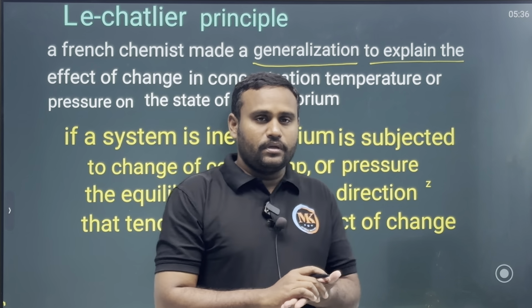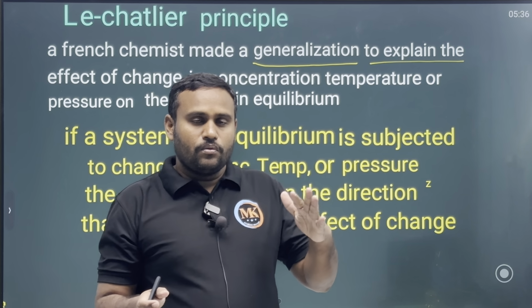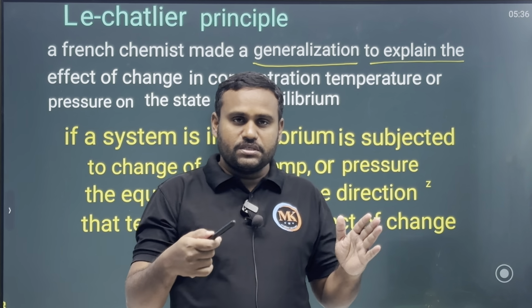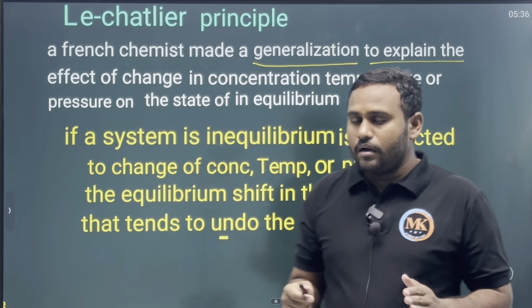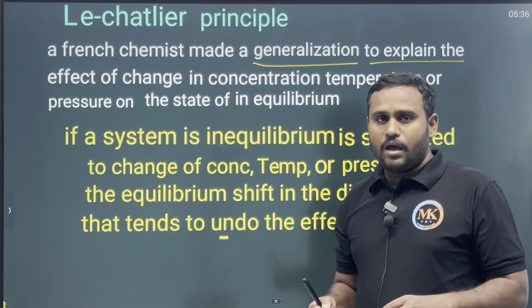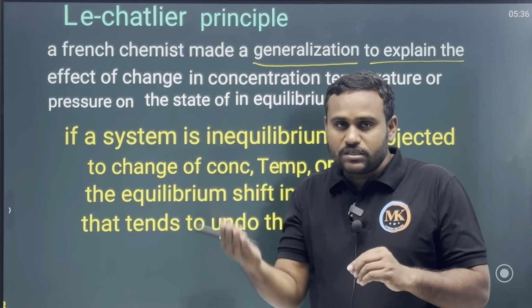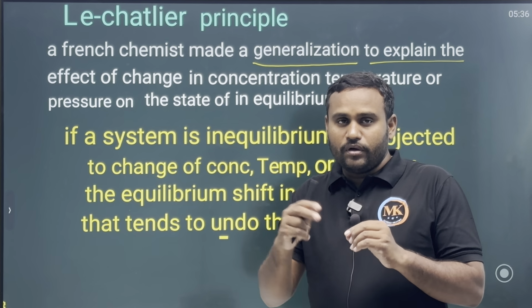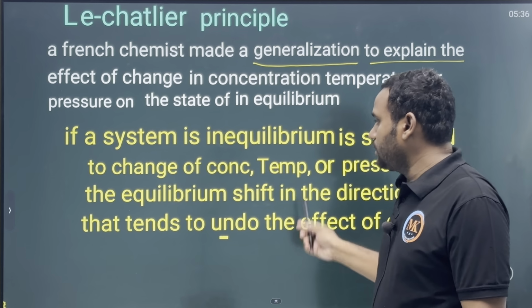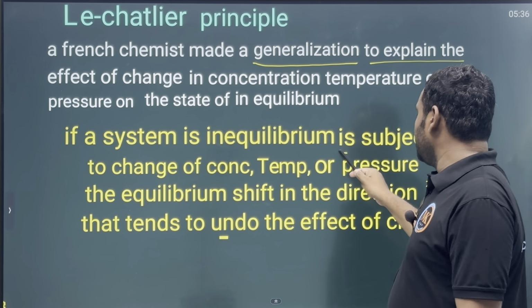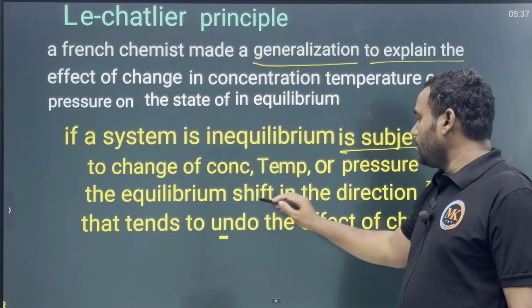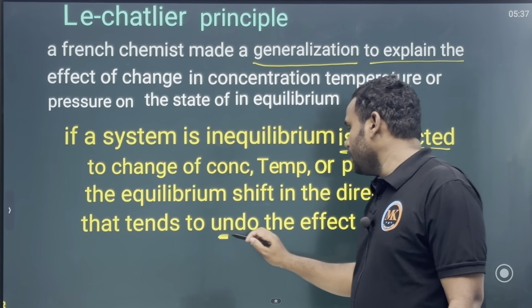Okay. So for example, a system is already present in equilibrium. Now we are going to disturb the state of equilibrium. How are we going to disturb it? By changing the temperature, or the concentration, or the pressure. When you change these parameters, what will happen? The equilibrium shifts in the direction in which the change is going to be neutralized, nullified, or undone. So if a system in equilibrium is subjected to a change of concentration, temperature or pressure, the equilibrium shifts in the direction that tends to undo the effect of the change.